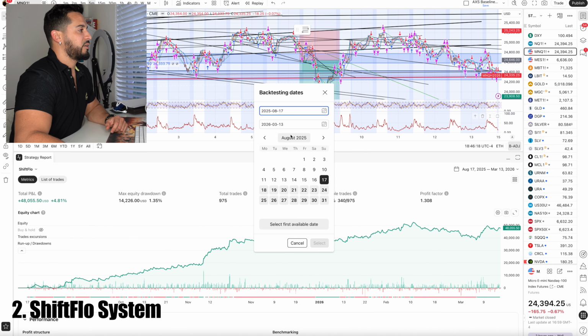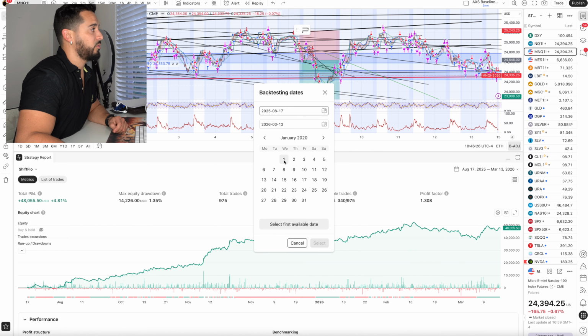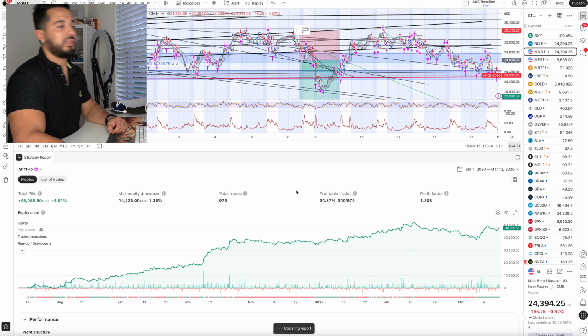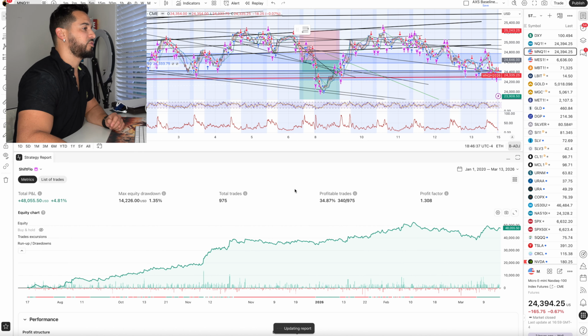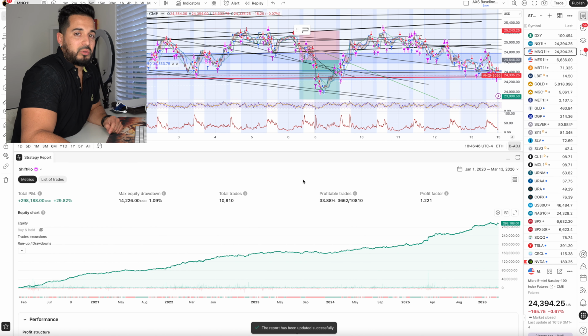Okay, let's go back here. This one is going to be based on MNQ, so micro NASDAQ futures. This one allows us to go back to January 1st, 2020 to March 13, 2026. Once again, this is assuming you started with a $50,000 trading account, so this one you would have made some more.